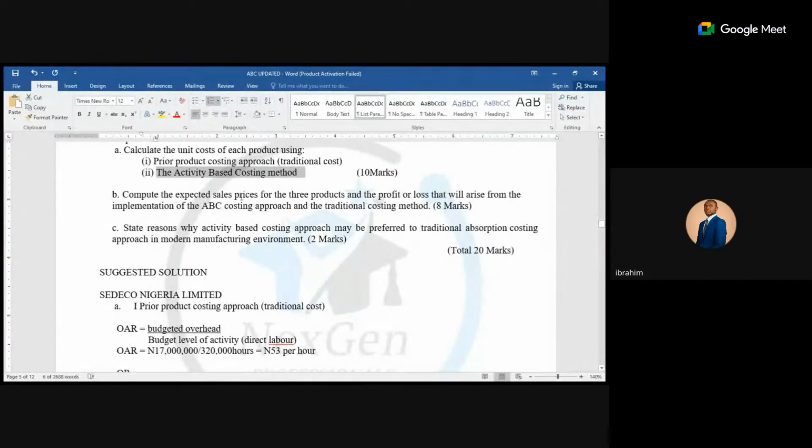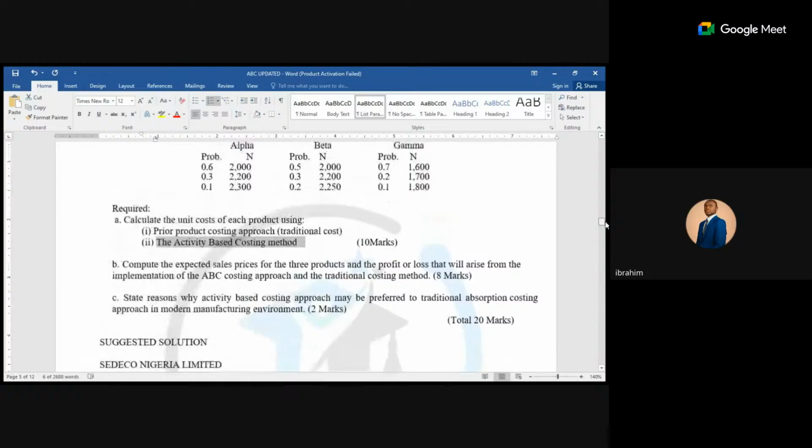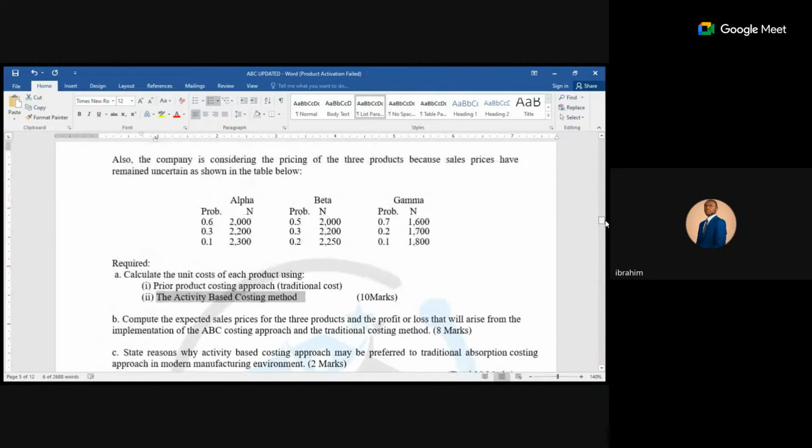Compute the expected sales price for the 3 products. Don't forget, when you are given expected, it could be expected anything under your risk and uncertainty, right? Under the risk and uncertainty, you can have expected.